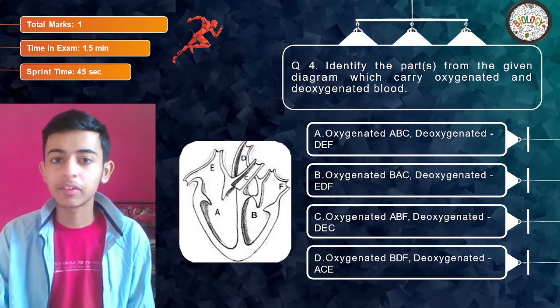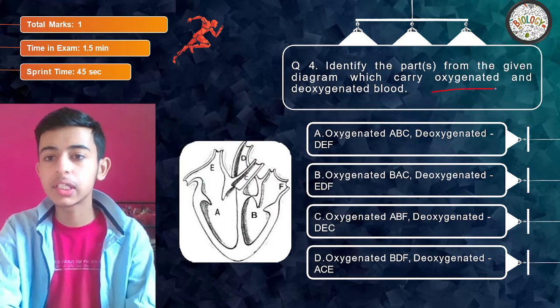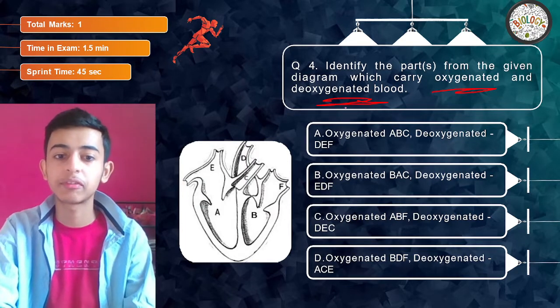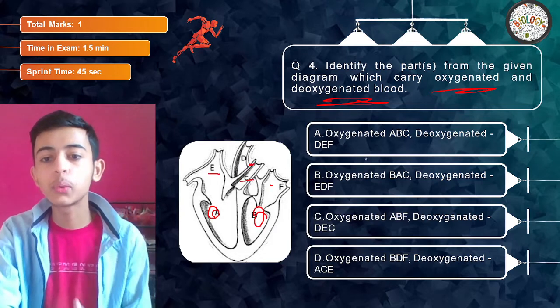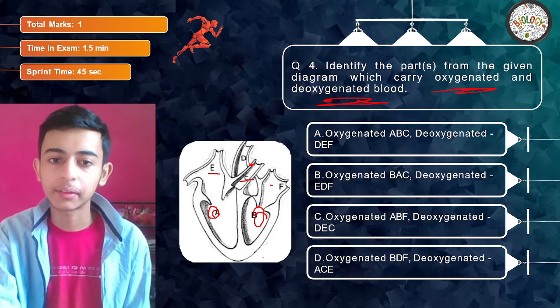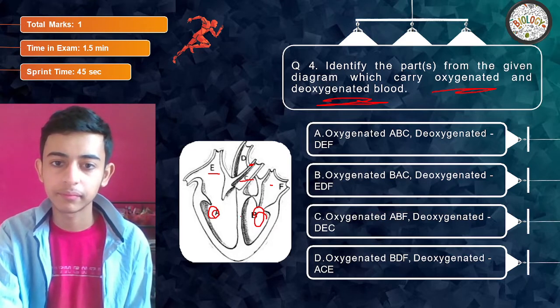Identify the part from the given diagram which carry oxygenated and deoxygenated blood from the following. This is the diagram given to you, A, B, E, D, C, F. So just go through the options and tell me, what do you think? Tell me guys.